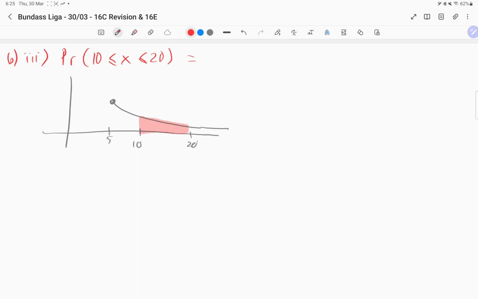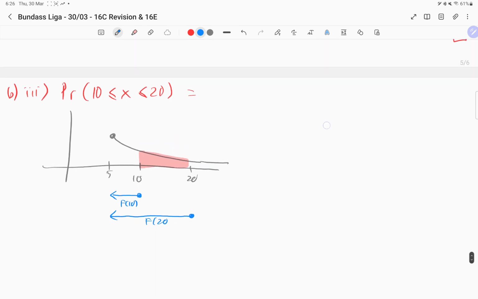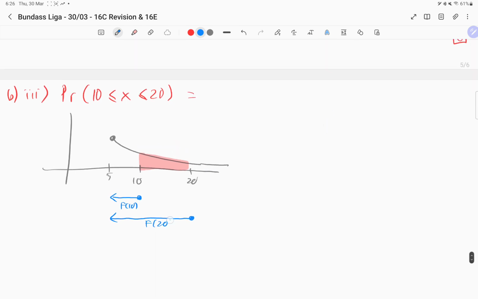How do you relate it as in the case of area to the left of something? So hint, this area from here to here, that's big F of 10, right? And then the area from here all the way to the left would be big F of 20. How do we find this probability? So the big F of 20 less than or equal to x less than or equal to 10?